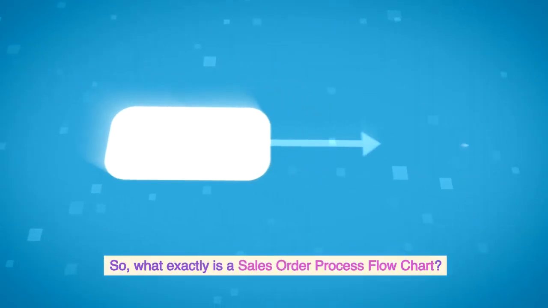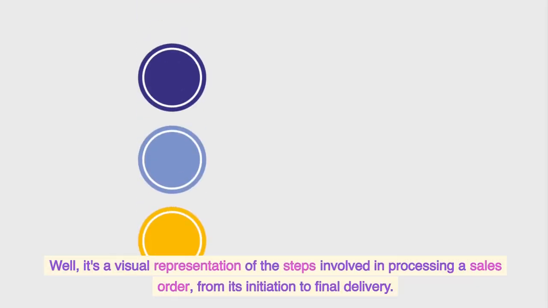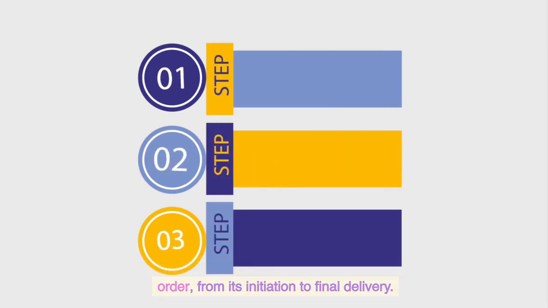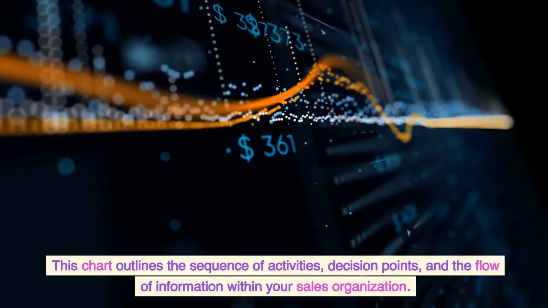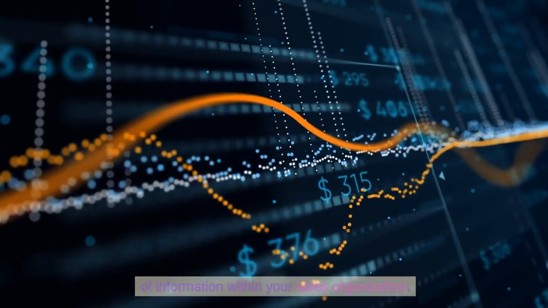So, what exactly is a sales order process flowchart? Well, it's a visual representation of the steps involved in processing a sales order, from its initiation to final delivery. This chart outlines the sequence of activities, decision points, and the flow of information within your sales organization.